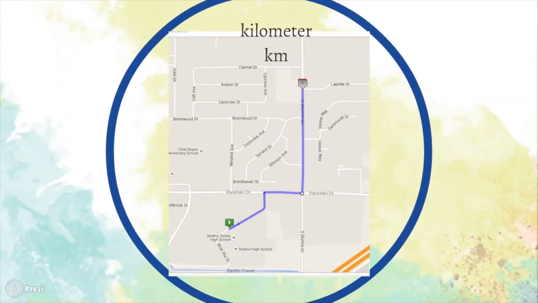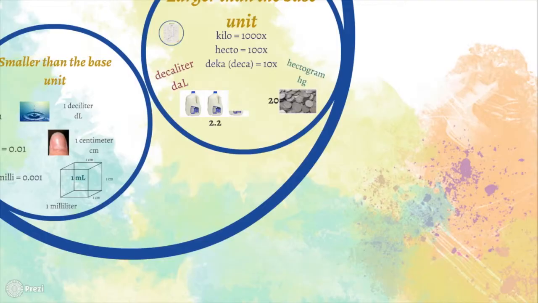Kilo is 1,000 times the base, and the abbreviation for kilo is lowercase k. So to give you an idea of a kilometer, if you traveled from Skyline High School, turned right on Pencarry, and then went down Skyline Drive over to Laprelle, that would be 1 kilometer.